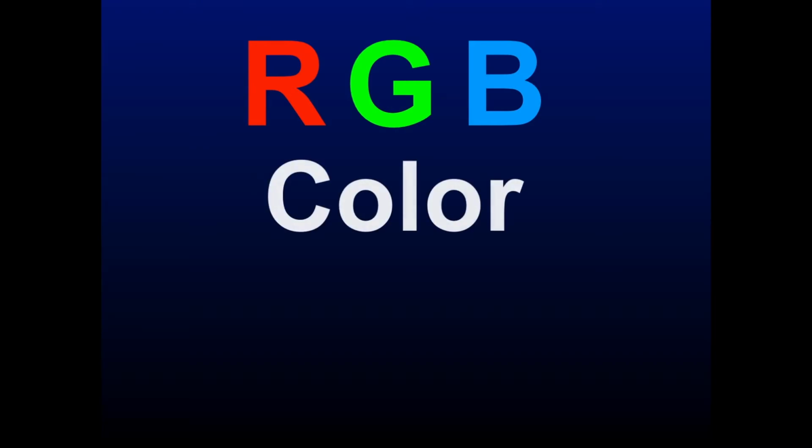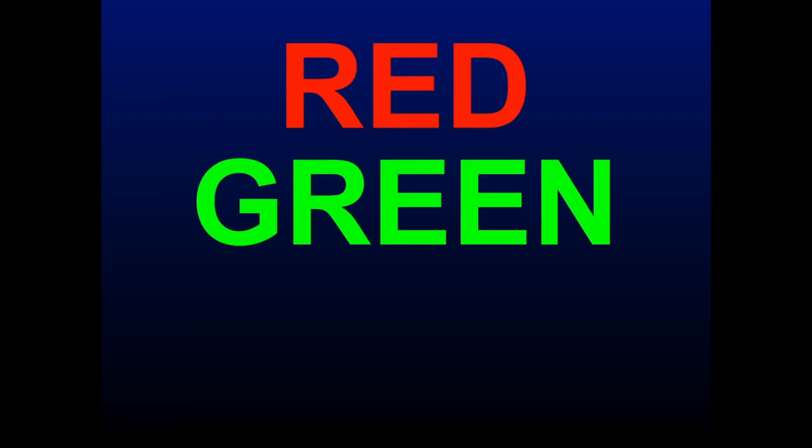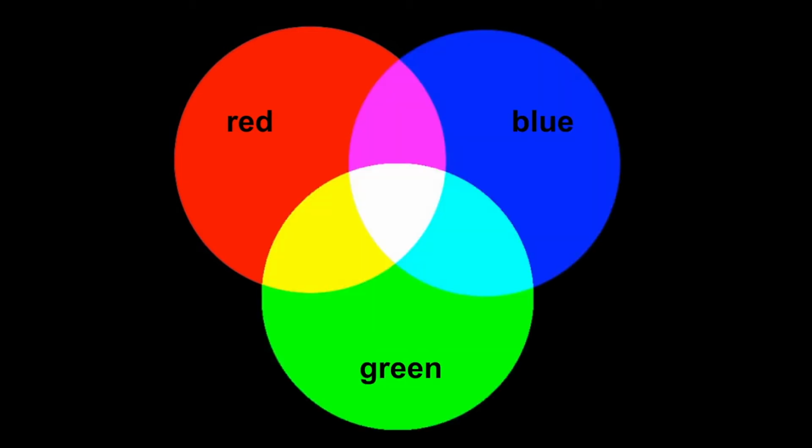RGB color. This is the type of color that's used in computer screens and smartphones and video projectors and televisions. RGB stands for red, green, and blue. These are the light primary colors. We combine the red primary color with the blue primary color and the green primary color.